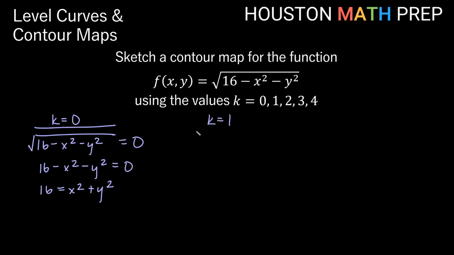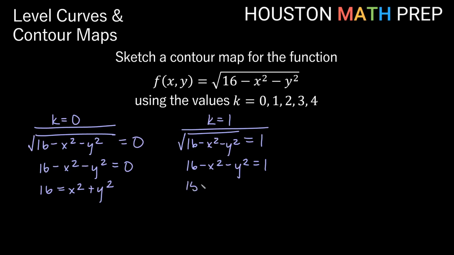So k equal to 1 means taking our same function, square root of 16 minus x squared minus y squared, and setting that equal to 1. When we square both sides here, we'll get rid of our root, and 1 squared on the other side is still 1. If I add my quadratics over to the other side and subtract my 1 over to the left side, that would give me actually a 15 over here is equal to x squared plus y squared.